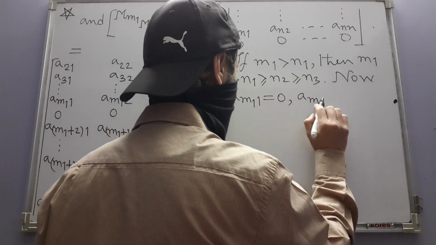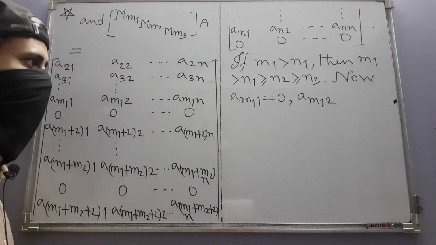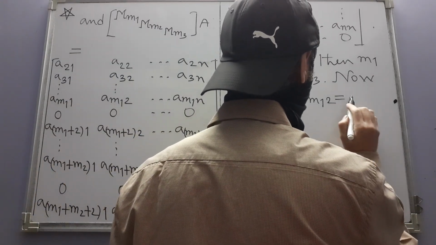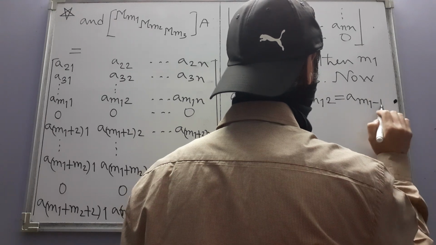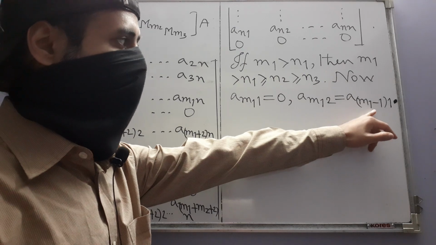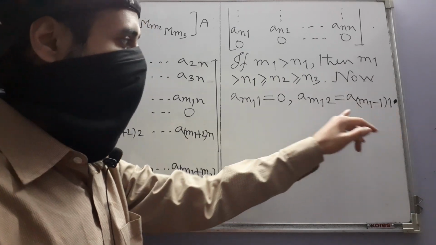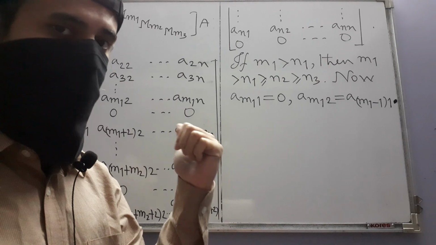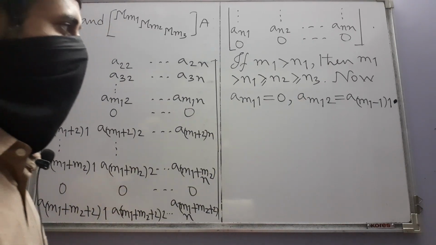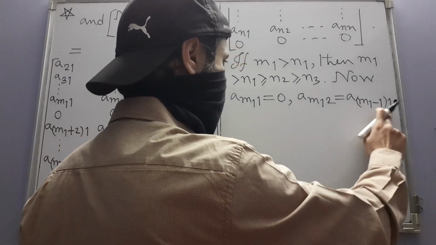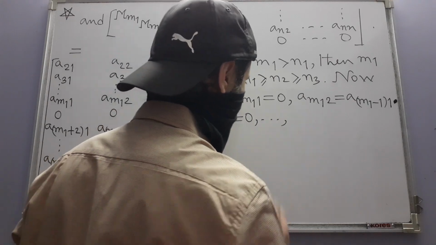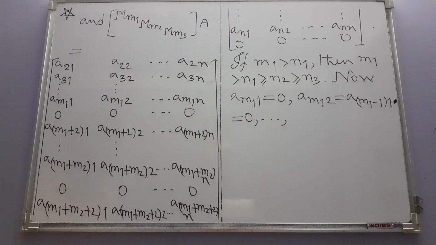Next, am12. When we were solving that one, we saw that this becomes equal to am1 minus 1, 1. It is equal to that other entry where the indices are both 1 less than the corresponding indices in this entry. That is, you can subtract 1 from both the indices and you have equality. But this is again a first column element, so this is equal to 0. And the argument proceeds like that.